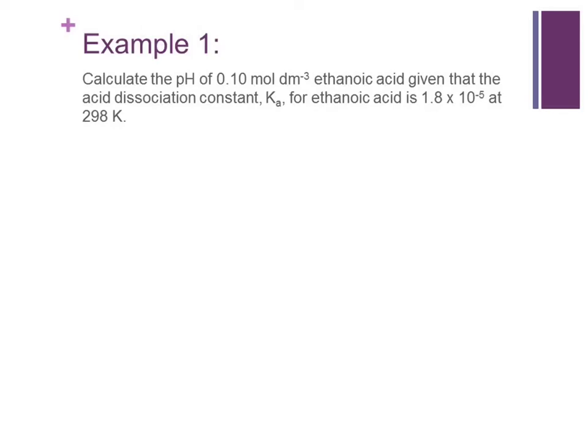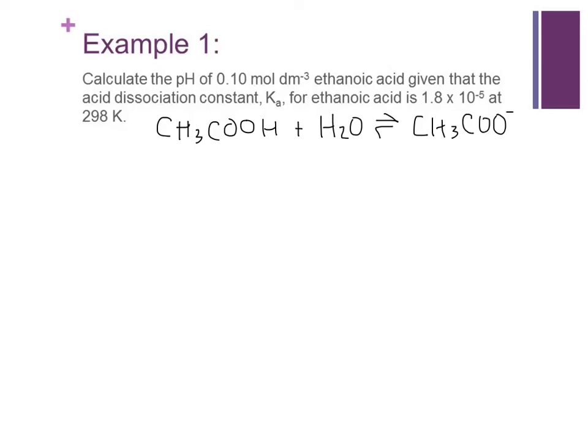In this example here, it's asking us for the pH of a 0.10 mole per decimeter cubed solution of ethanoic acid. Ethanoic acid is CH3COOH. If we react that with water, it is going to establish an equilibrium to form CH3COO minus plus H3O plus. Everything is aqueous except the water.